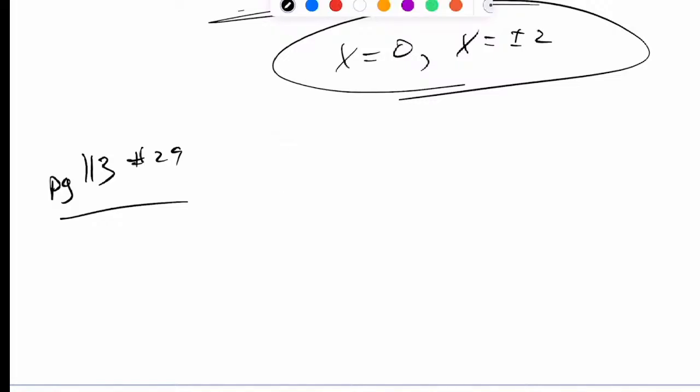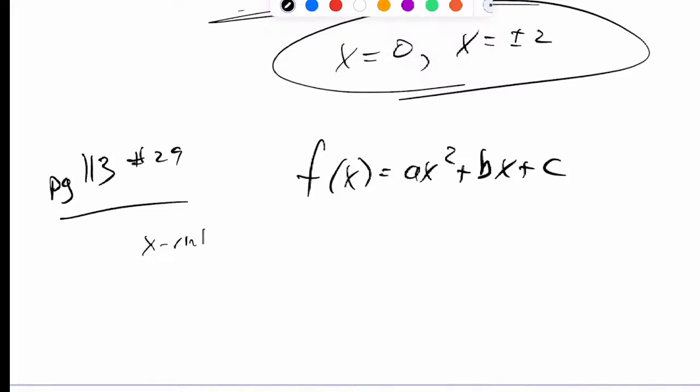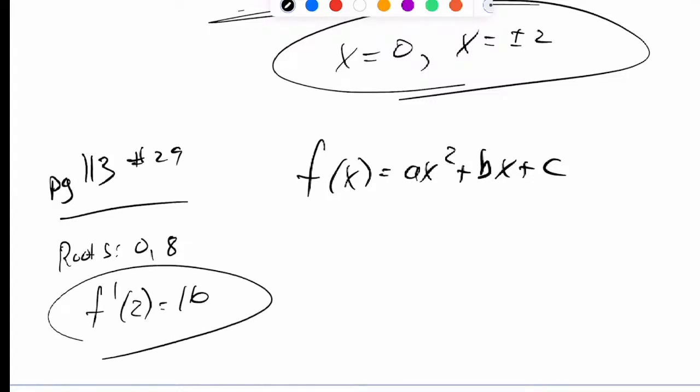For this one, they give you a function, f(x) = ax² + bx + c, and a bunch of information. They tell you that you have x-intercepts, or roots, at 0 and 8. And then they say f'(2) is 16, meaning you have a tangent line with a slope of 16 at x = 2 on the function. So you use all this to your advantage to find the values of a, b, and c.